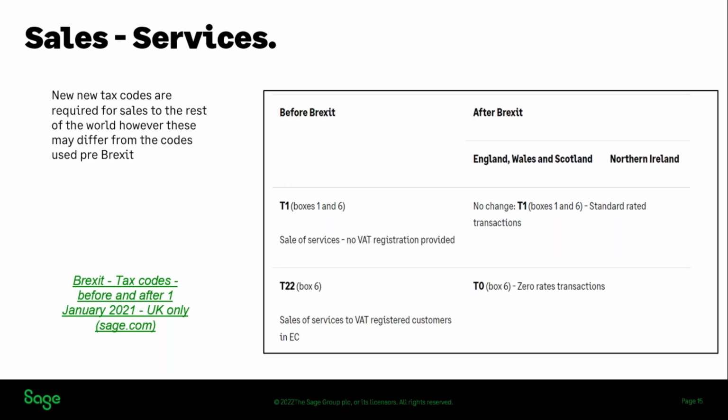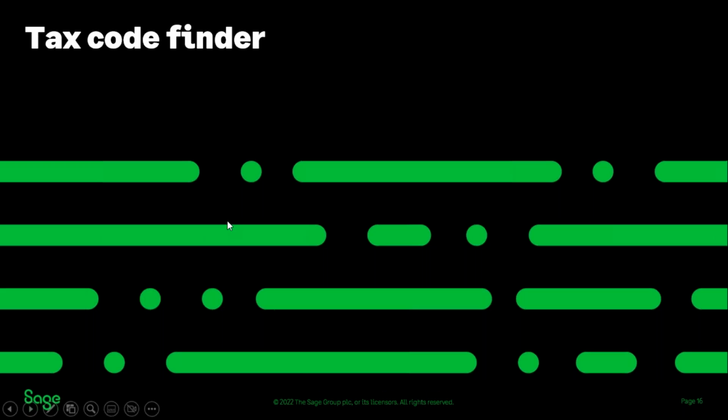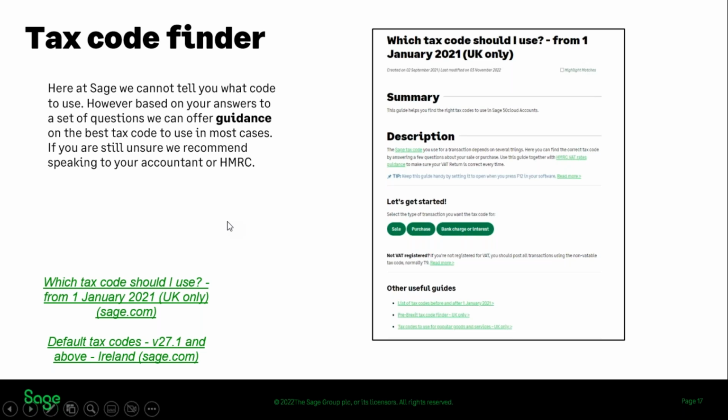Unfortunately, we can't say you must use this tax code, but we can use the information you can provide us with to point you in the right direction. So what we have to help us and to help you is our tax code finder. Now, this tax code finder article is available on our help centre, and we normally recommend to keep it as a favourite. So if you've not already used it, get this one added.